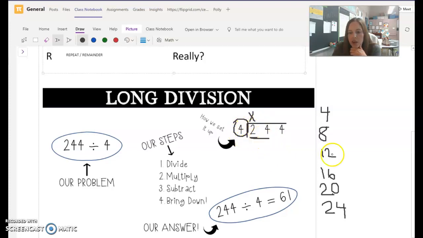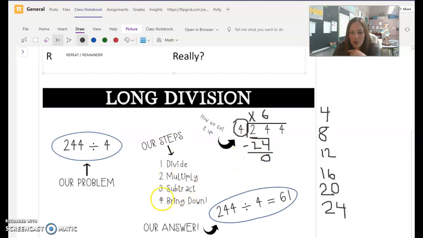Can 4 go into 24? Well, yes, it can. It's in my set of multiples. 1, 2, 3, 4, 5, 6. It can go into 24 6 times. So I'm putting the 6 right above the 4 in 24. So we're going to multiply. 6 times 4 is 24. I put it right underneath my 24. I'm going to subtract it. I know that that is 0. 24 minus 24 is 0.